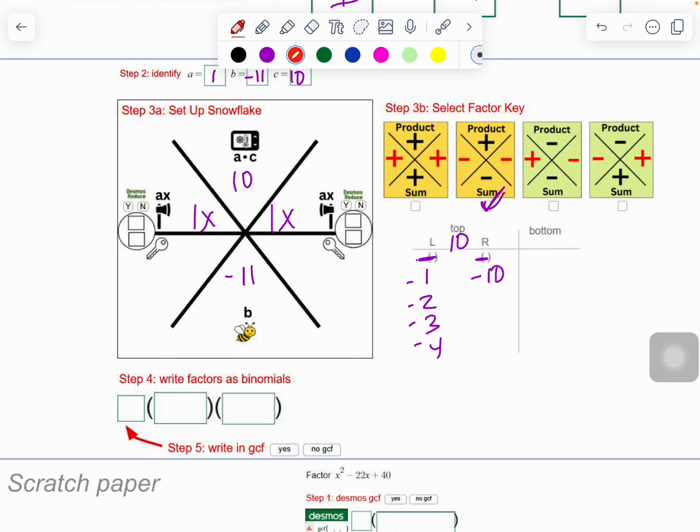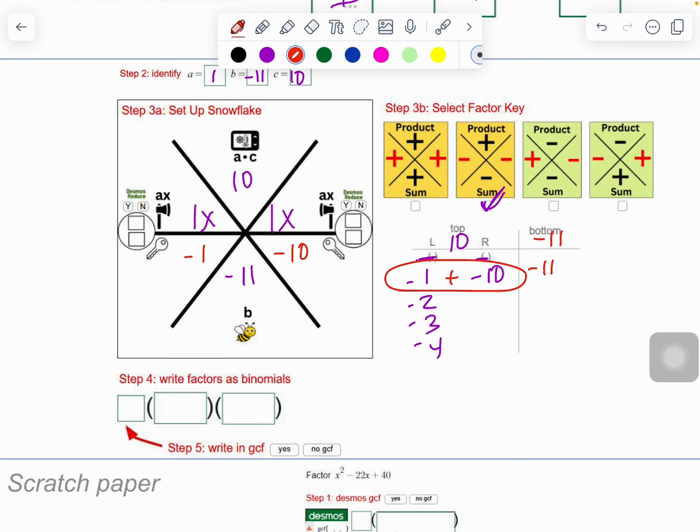But what happens when I add these? I get negative 11. Is that what I want it to equal? If you look at the bottom right here, it is negative 11. So this one does work. So we are going to take these two numbers. So we're going to put negative 1 and negative 10.